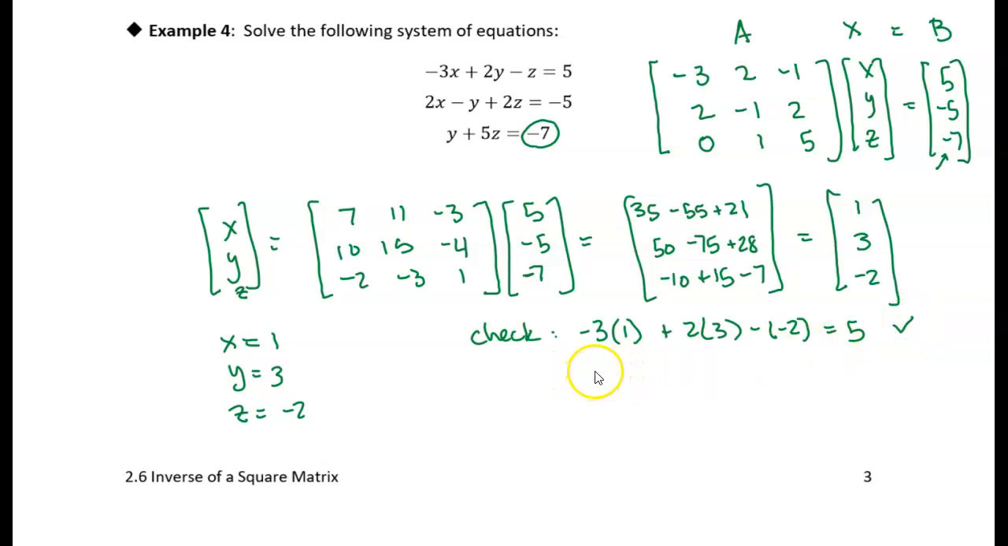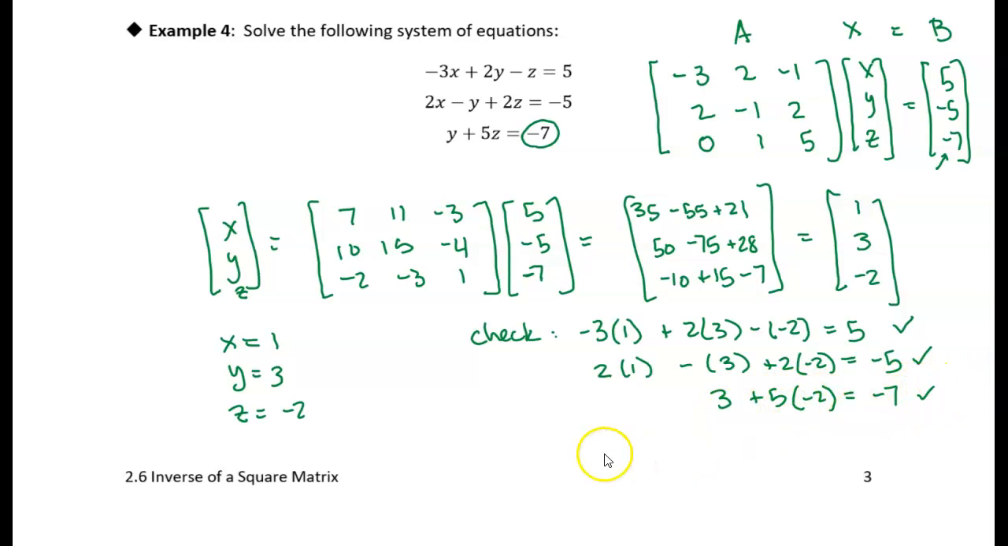The next equation is 2 times x, which is 1, minus y, which is 3, plus 2 times -2, and we should get a -5. Does that work? Yes, it looks like that works. Good. And then finally we have y, which is 3, plus 5 times z, which is -2. That should be equal to -7, and it is. So we have -10 plus 3 gives us -7. So it all works.